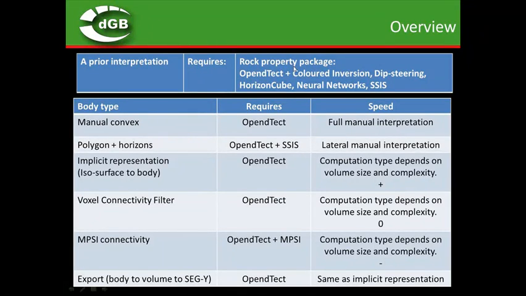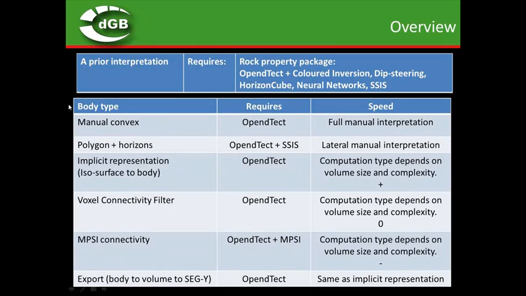And if you use one of our commercial plugins, like colored inversion, deep steering, horizon cube, neural networks, so that was the waveform segmentation, and SSIS, then you can go a bit further into your interpretation and create additional attributes that can guide you a bit further into your interpretation. And that is for the a priori interpretation.